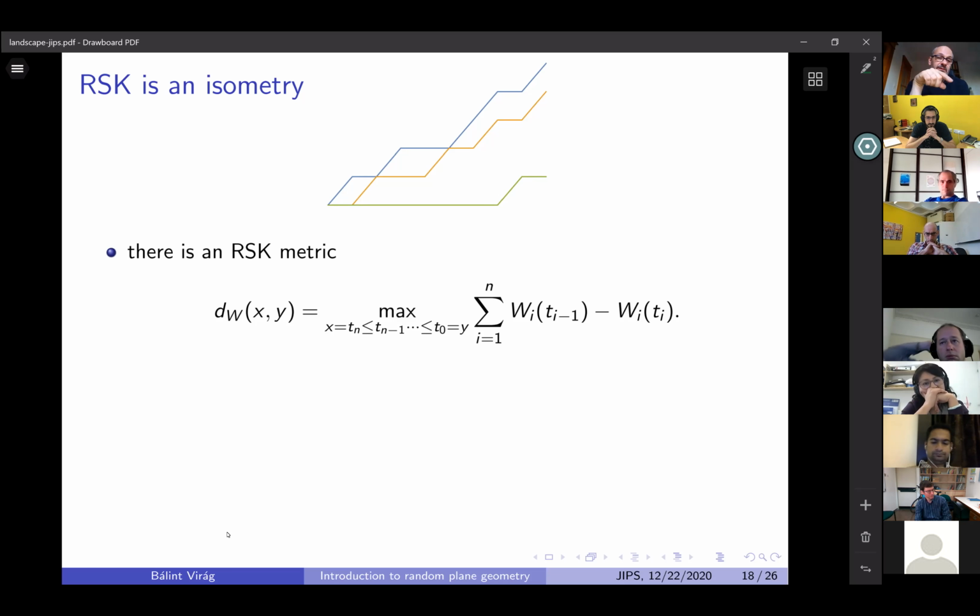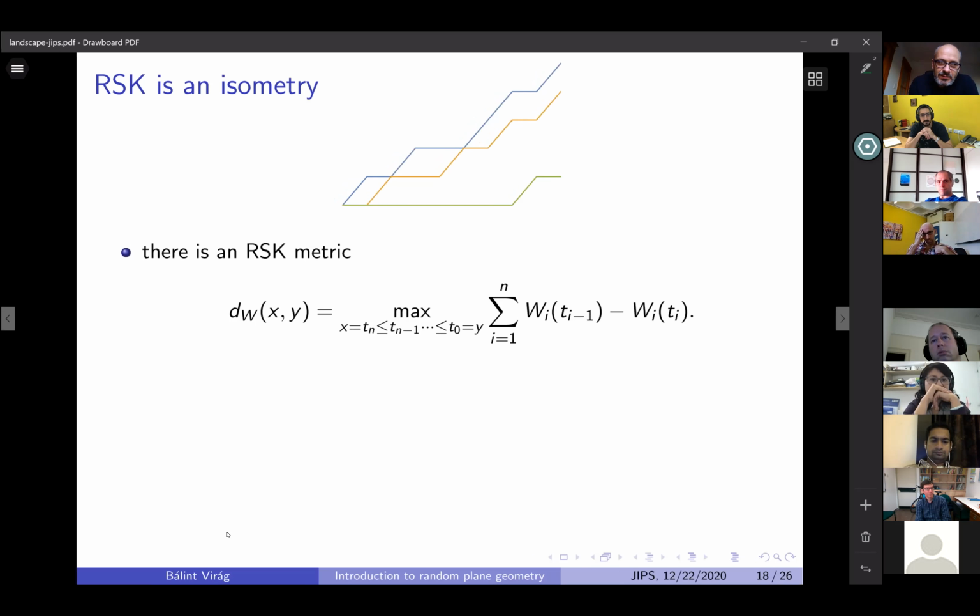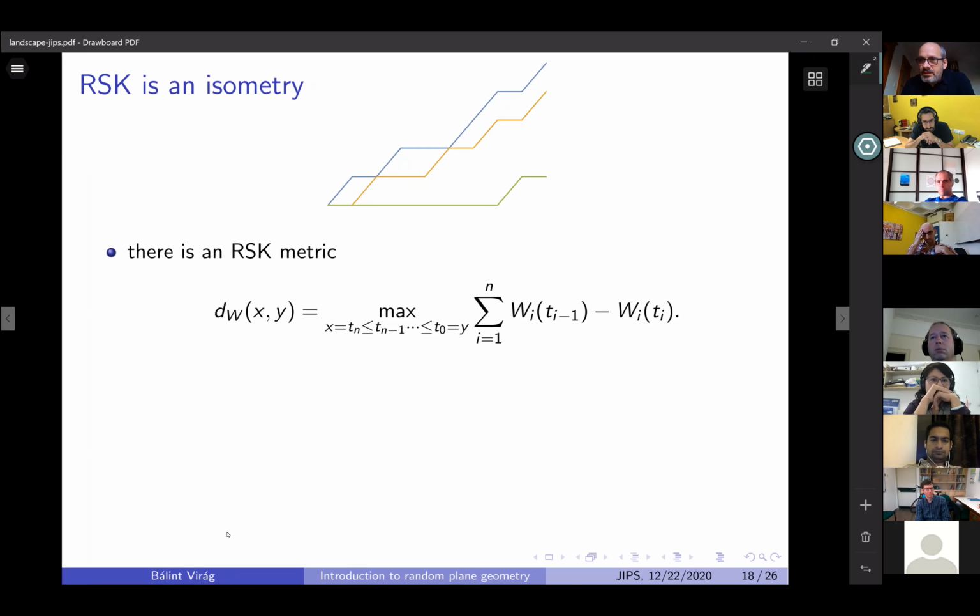So x is a point on the bottom line and y is a point on the top line, okay? And so what is this metric? So basically what you do is you start here in the bottom. Let's try that. And you have some kind of path.